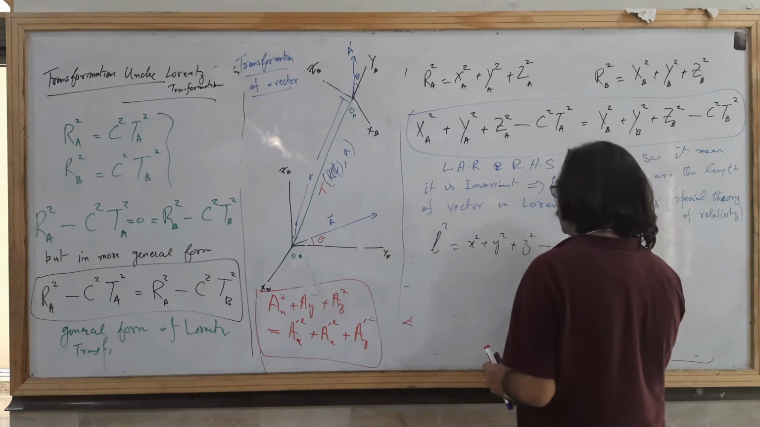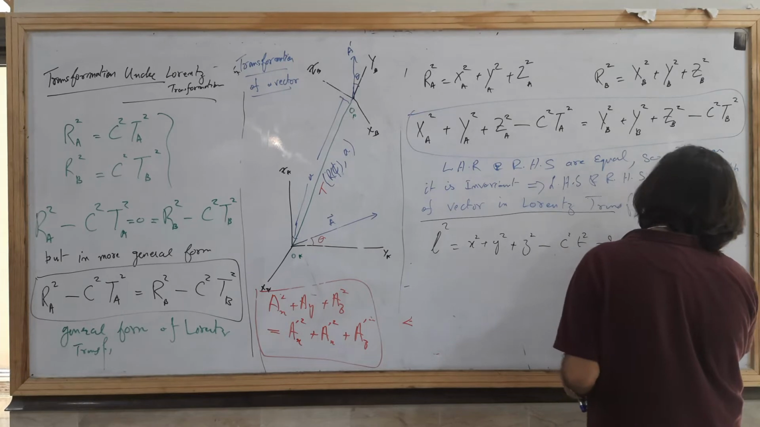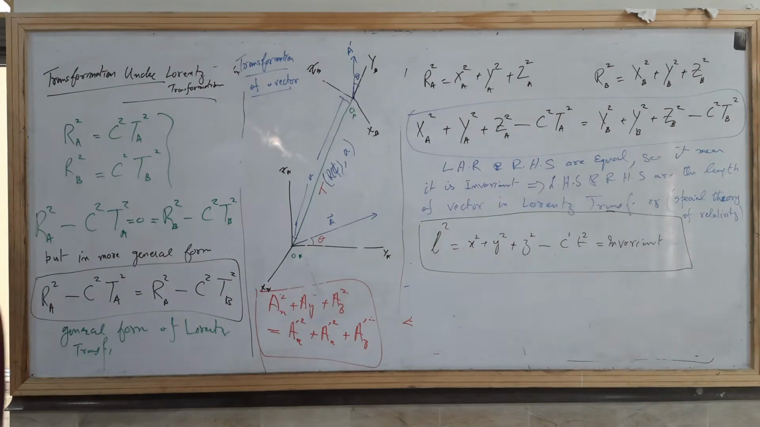Minus c square t square. This is a conserved quantity. Okay, this is the invariant.